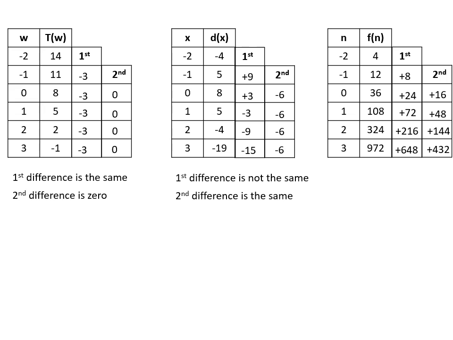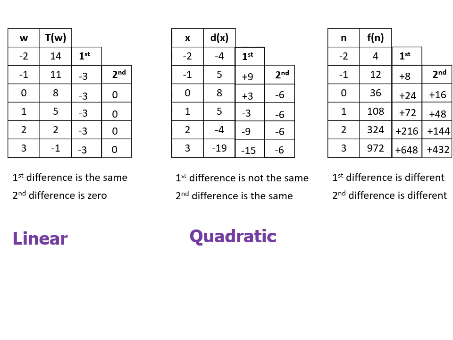When the first difference is the same and the second difference is 0, that is a linear function. When the first difference is not the same but the second difference is the same, that is quadratic. And when the first and second differences are different, that is exponential.